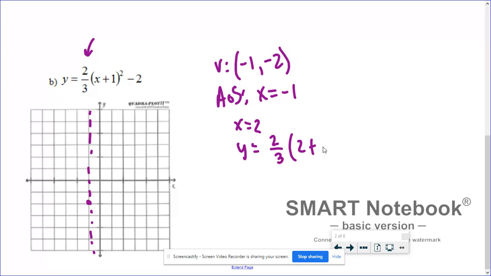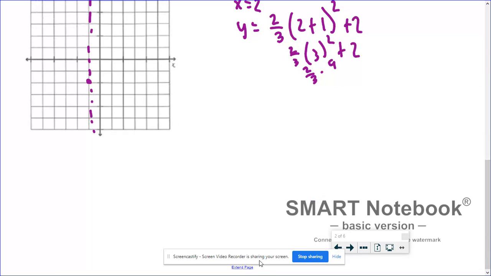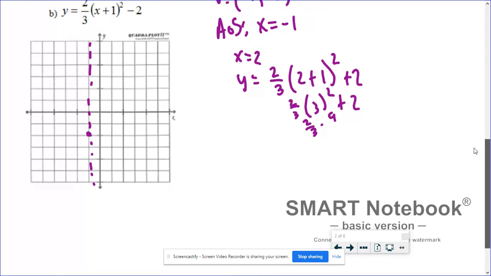So again, I'm picking 2. 2 plus 1 is 3. 3 squared is 9. So now I've got 2/3 times 9. The 9 will cancel out with that 3. So now I've just got 2 times 3, which is 6, plus 2, which ends up being 8. So the ordered pair is (2, 8).